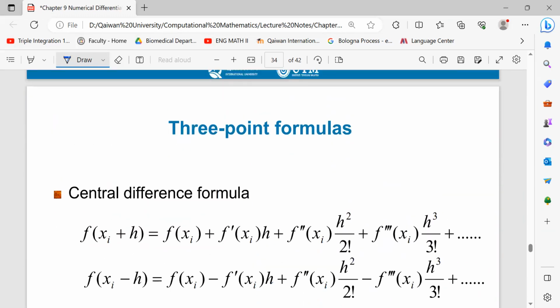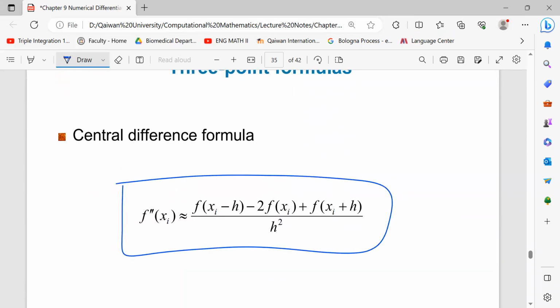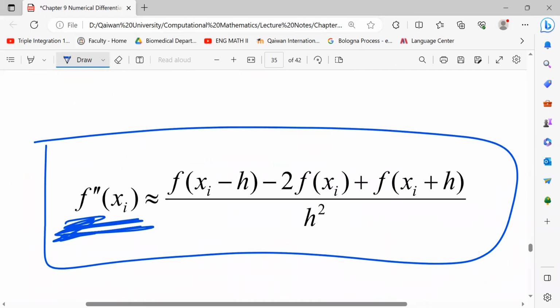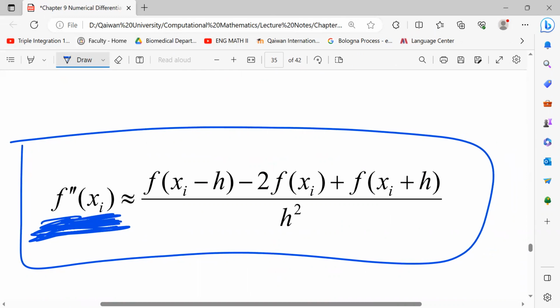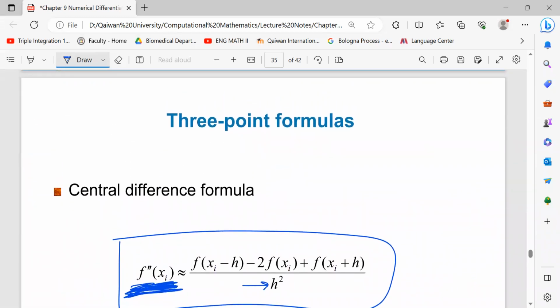Okay? For 3-point formula, it's the derivation. We don't need to know this. As you see, f double prime is the second derivative. To find second derivative, we have only central, and it's either 3 points or 5 points. To find f double prime of xi, in the previous one, we found f prime. But now we have f double prime. This formula is for 3 points: f of xi minus h, minus 2f of xi, plus f of xi plus h, all over h squared. Okay? This is the rule for the central difference formula for 3 points, as for second derivative.